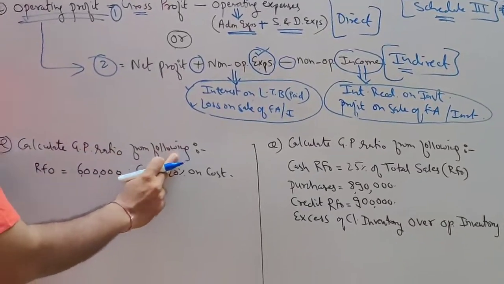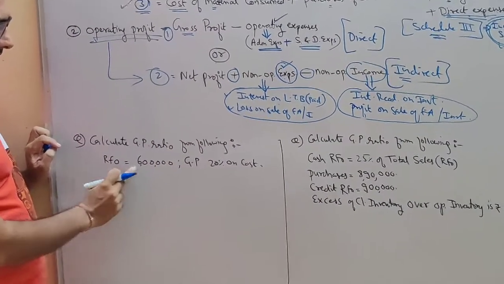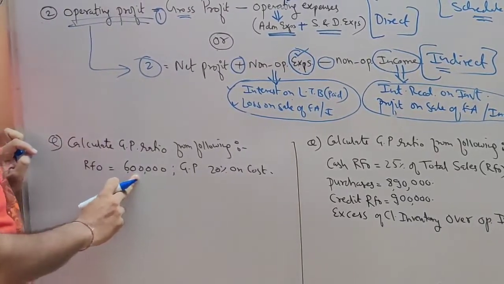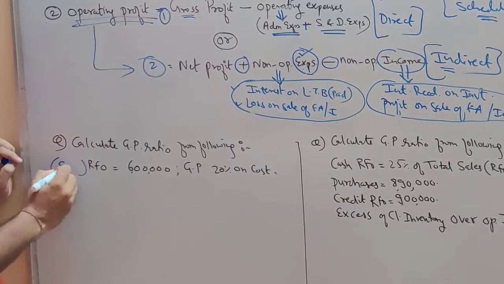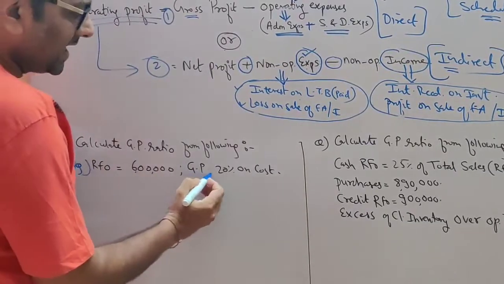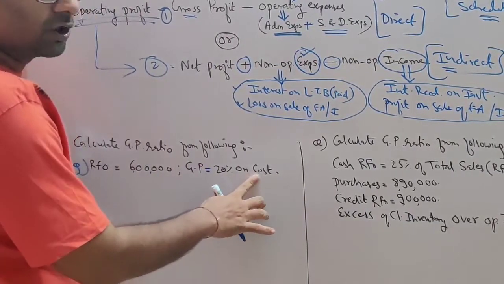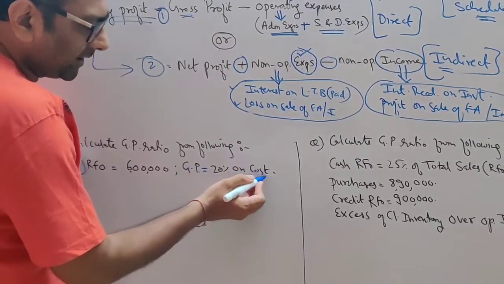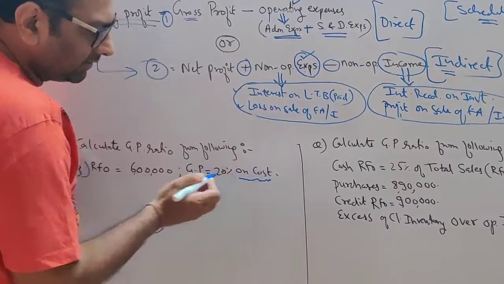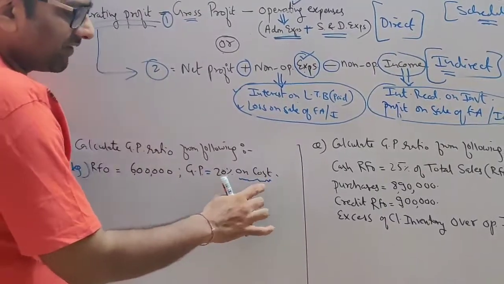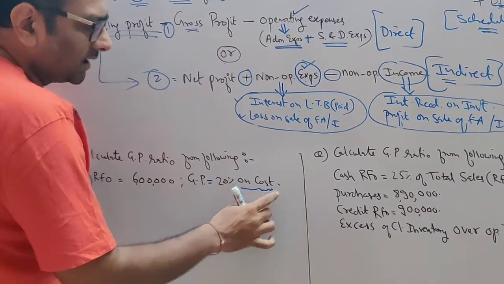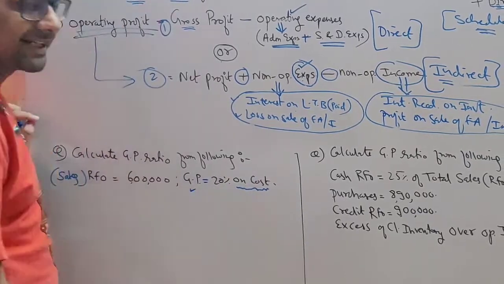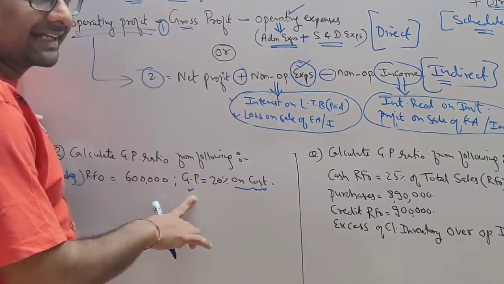Calculate gross profit ratio from the following. They have given two pieces of info: revenue from operations, meaning sales, is 6 lakh, and gross profit is 20% on cost. Now students, pay attention. Gross profit is given on cost. If I know the amount of cost, and I calculate 20% on that amount, I will easily get gross profit.